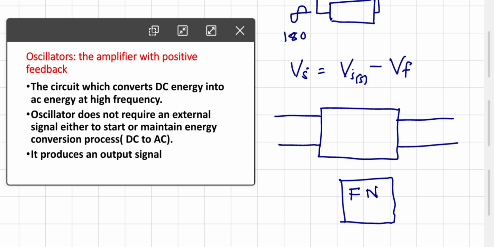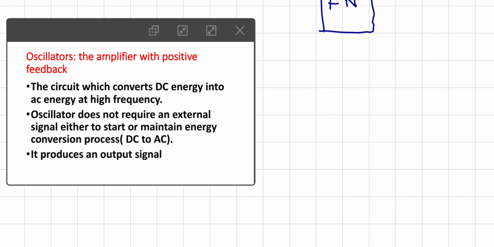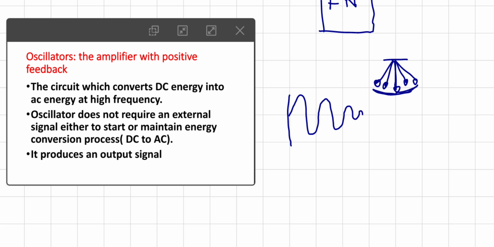So now let us consider the oscillator. That is nothing but an amplifier with positive feedback. So remember what an oscillator is. Let us consider a pendulum that is oscillating. Once it is oscillating, we know that after some time its amplitude decreases, that is, energy is reduced and it comes to an end. Initially the amplitude is large, then in the course of time it decreases, again decreases and decreases.